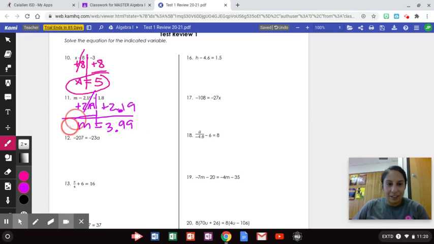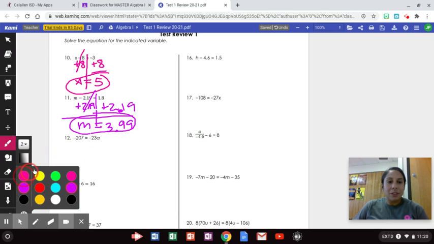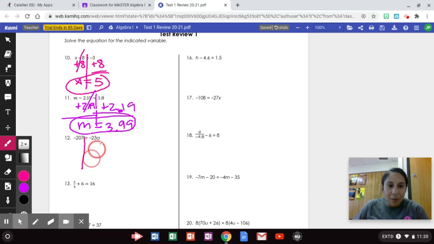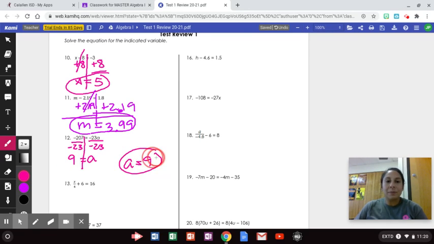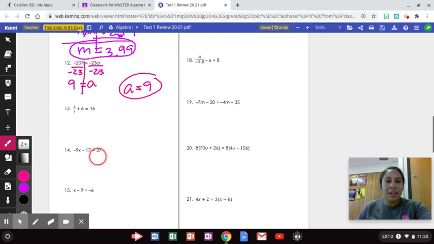3.99. So here's our answer for that one. Okay, on the next problem, you'll notice that you have the a on the opposite side over here. So a is being multiplied by negative 23. So the opposite is divide by negative 23. So a is equal to negative 207 divided by negative 23, which is positive 9. So a equals 9.